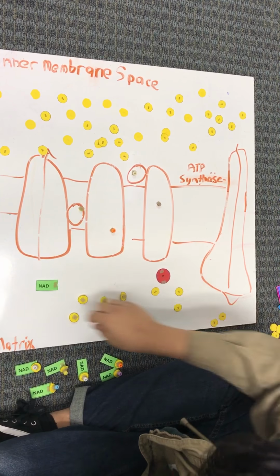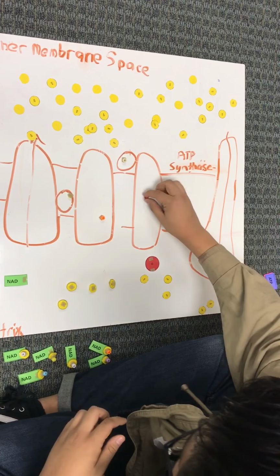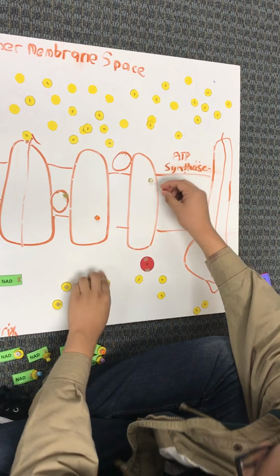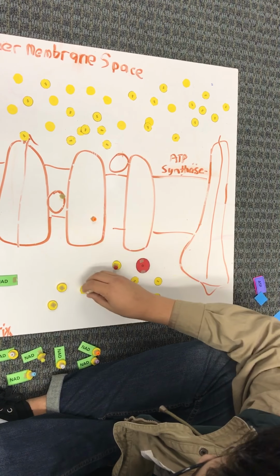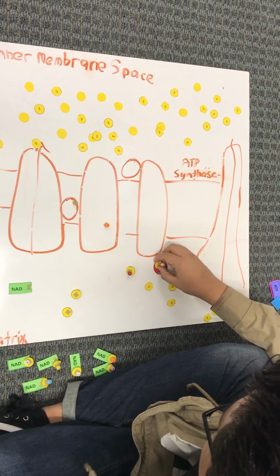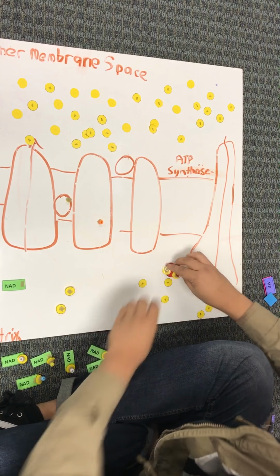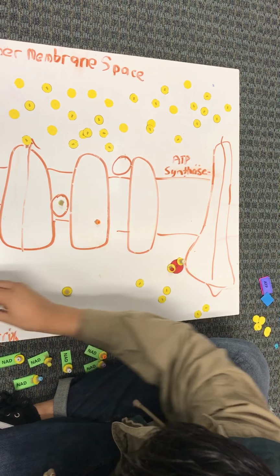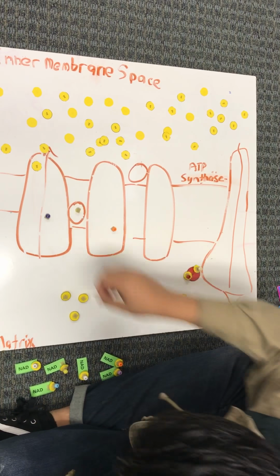And then once we reach the final protein channel, the electrons attach to the hydrogen protons. The protons then attach to the oxygen, creating a molecule of H2O. And this process of releasing electrons and moving hydrogen keeps going.